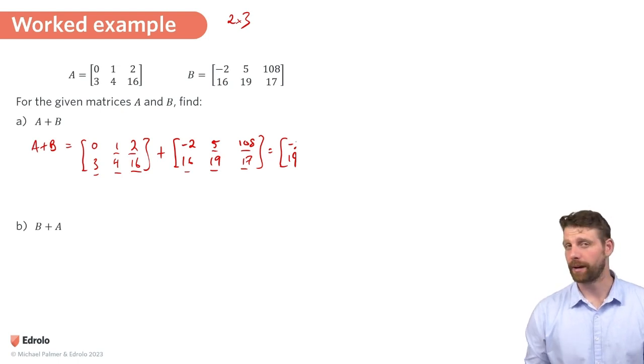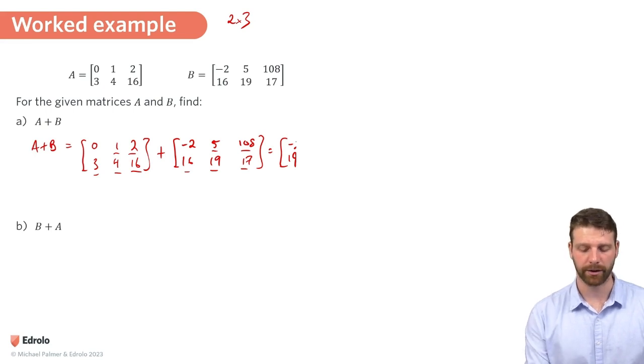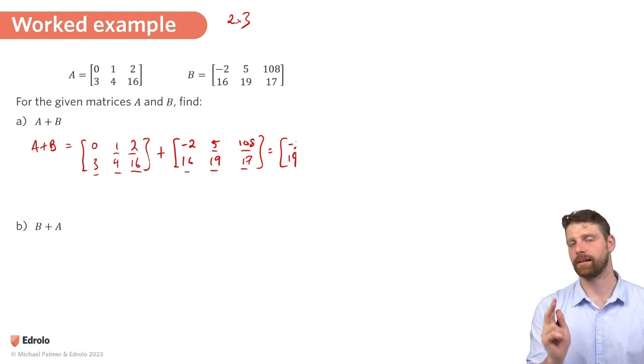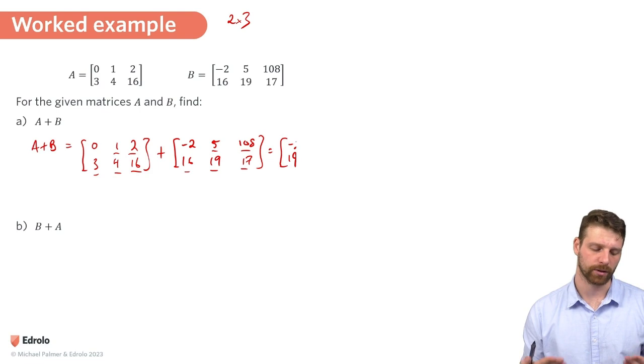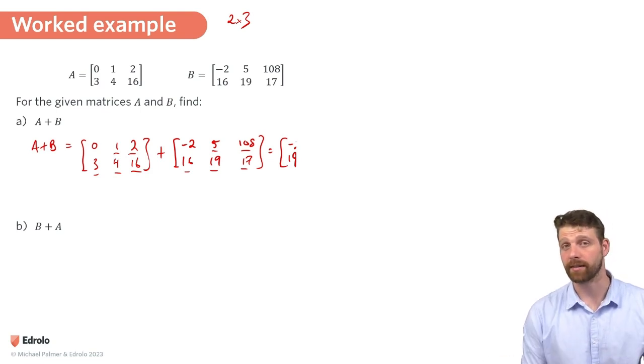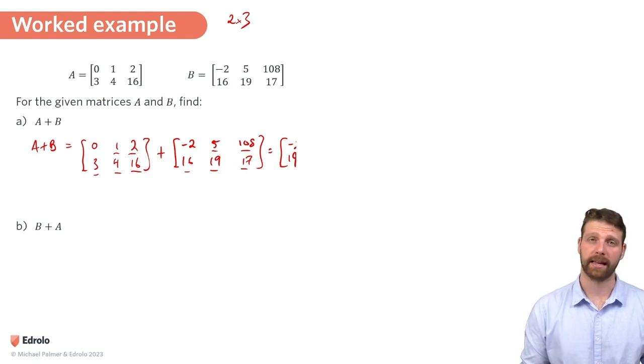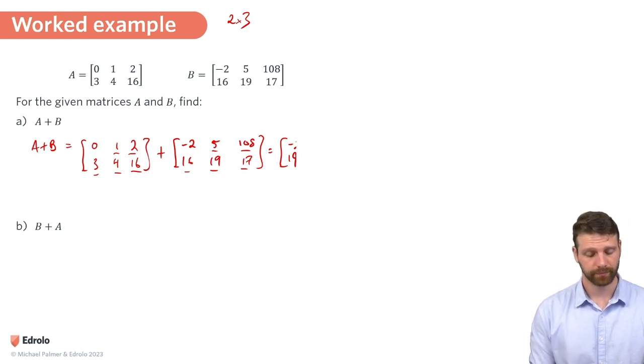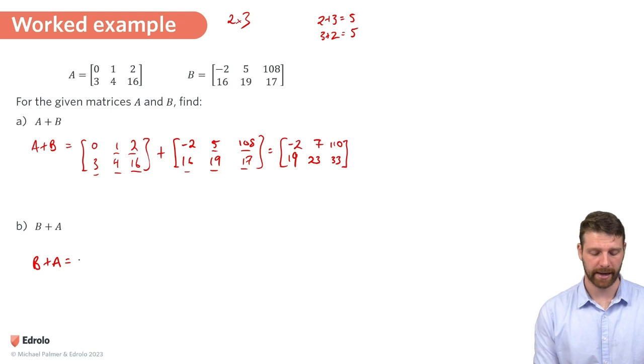Okay, we've also got B plus A, and there's a reason I did this. When you're used to adding numbers, you know that 2 plus 3 is 5, and you know that 3 plus 2 is also 5. So it doesn't matter what order you add numbers in. And so here we're trying to investigate, well, does it matter what order I add matrices in? The answer is that it doesn't. So I'm going to do B plus A here, but I should get exactly the same thing. Here's matrix B plus matrix A.